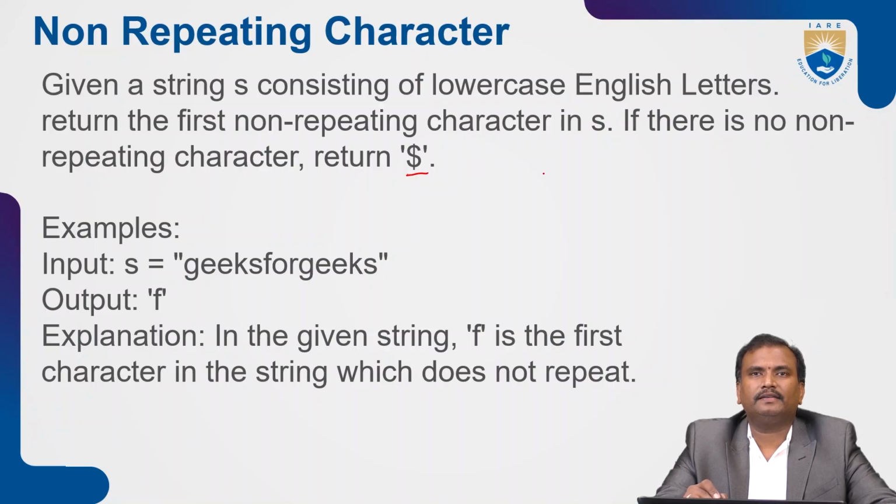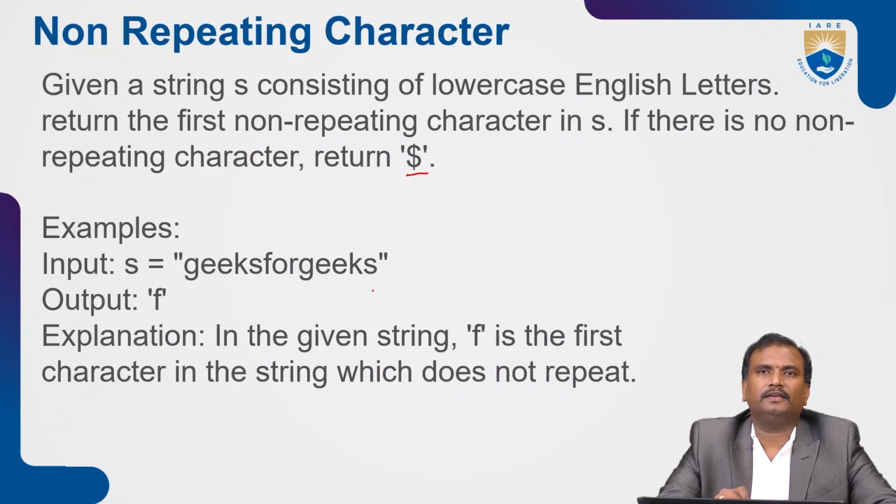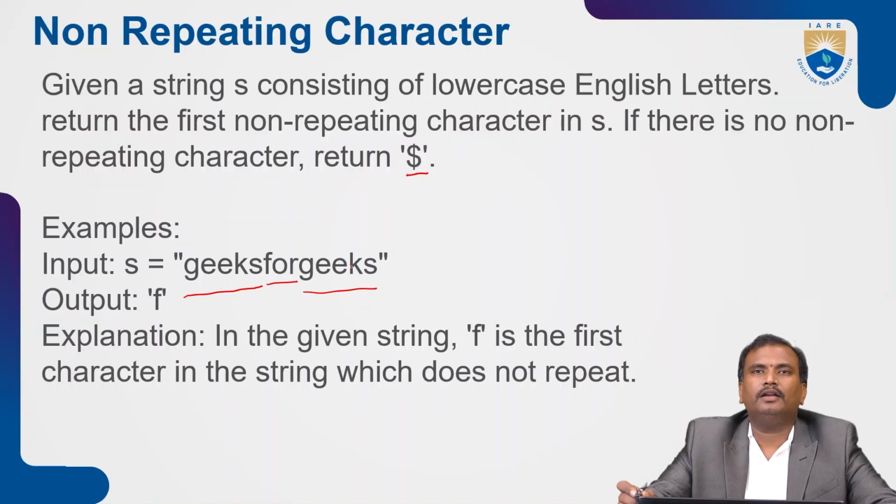Now let us take an example, GEEKS FOR GEEKS. Here GEEKS is repeating, all these letters are repeating. In FOR, these three characters are non-repeating, but we need to return only the first non-repeating character. So for that, how do we need to proceed?